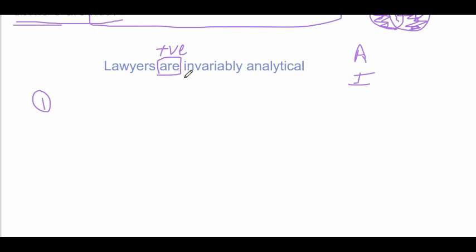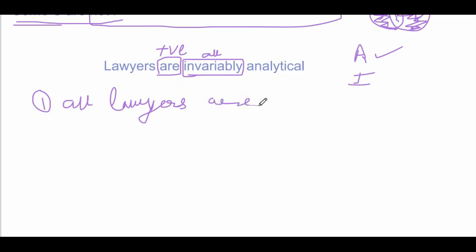So "lawyers are", then where is the keyword for the proposition type? It is "invariably". Invariably means all. So this is automatically an A type of proposition. So then the statement will be: all lawyers are analytical. Okay, all lawyers are analytical.